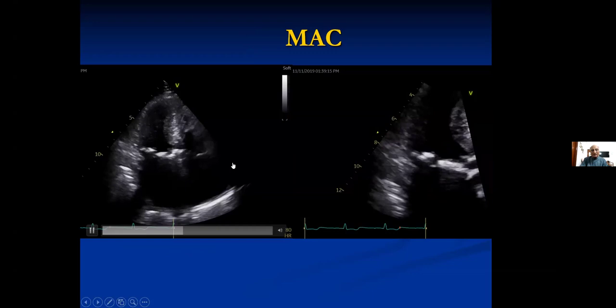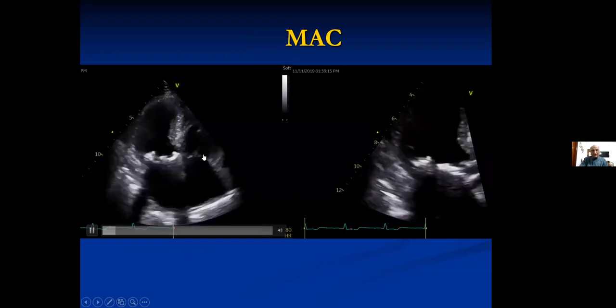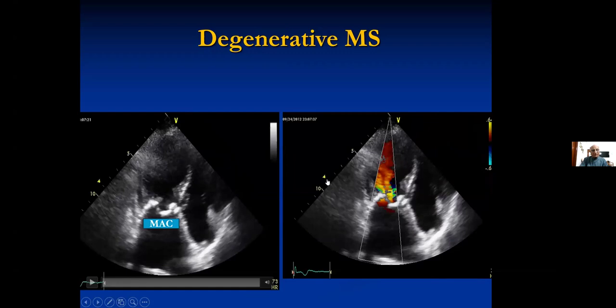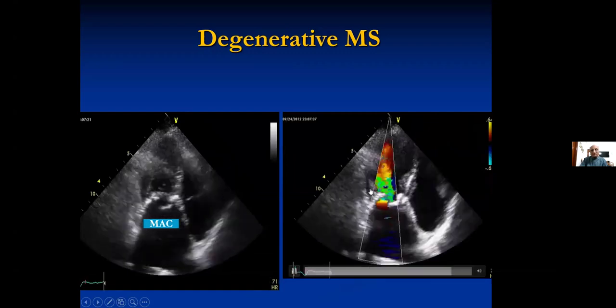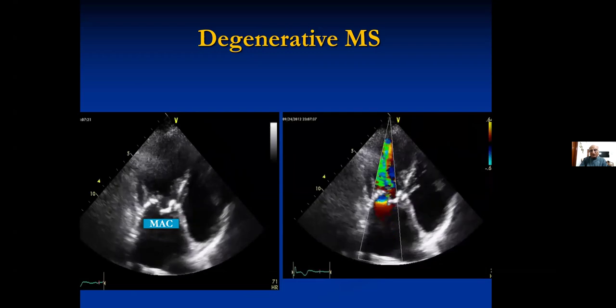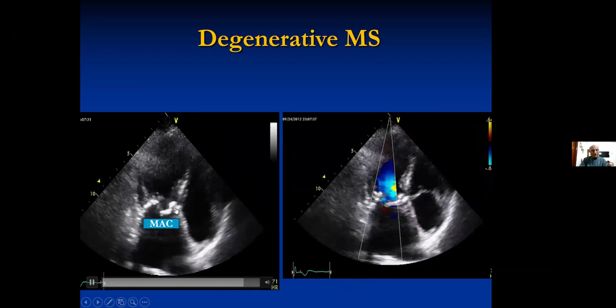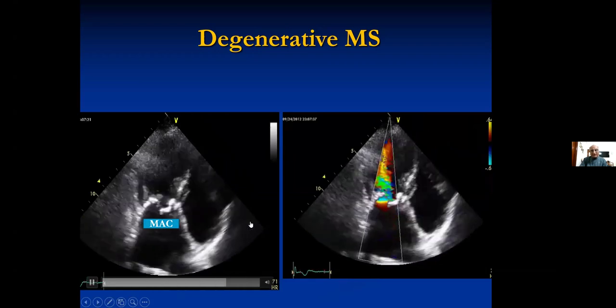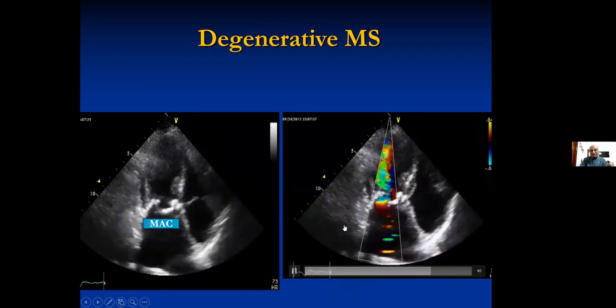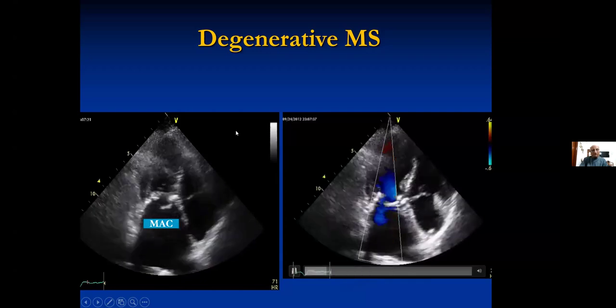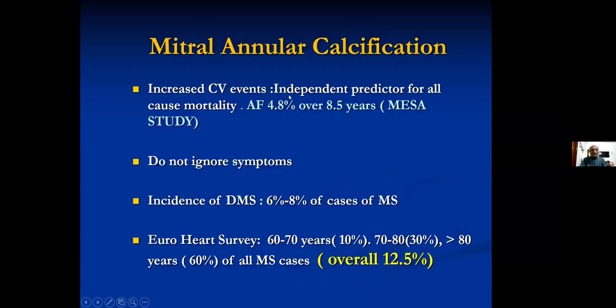You see, the whole of this annulus is calcified, and this led to the presence of a turbulence known as degenerative mitral stenosis. So this is the second most common we usually see in our country because of the mitral annular calcification. This extends to the base of the leaflets and the papillary muscles. And it has been shown that there are increased cardiovascular events in these cases. So do not ignore symptoms in the case of mitral annular calcification, thinking it to be a normal phenomenon.